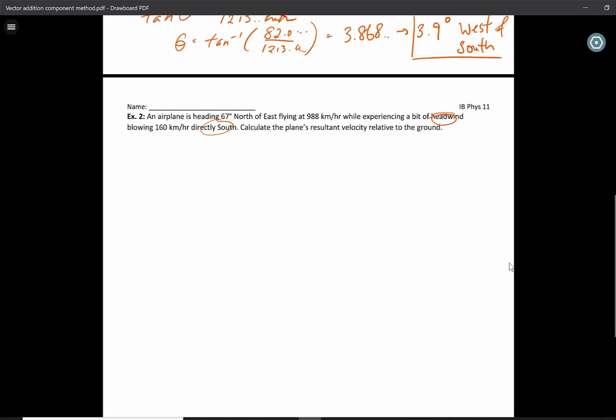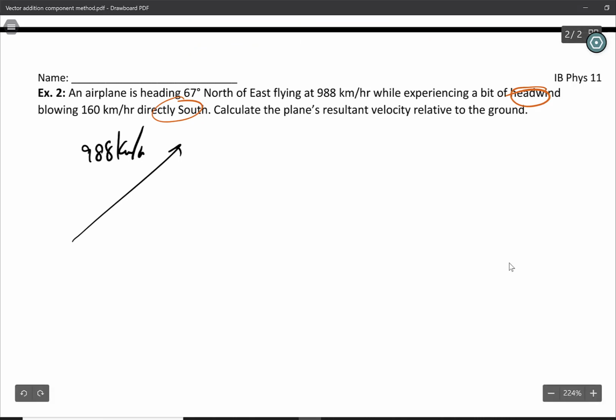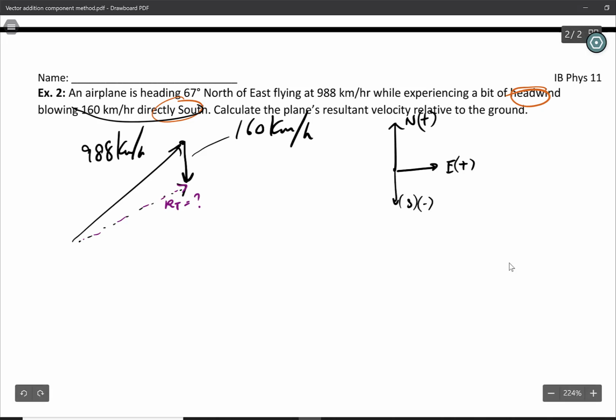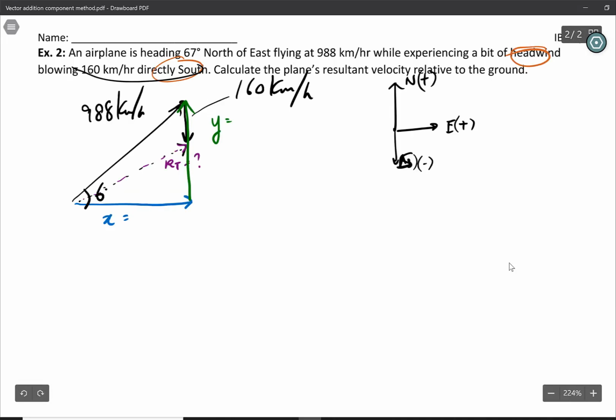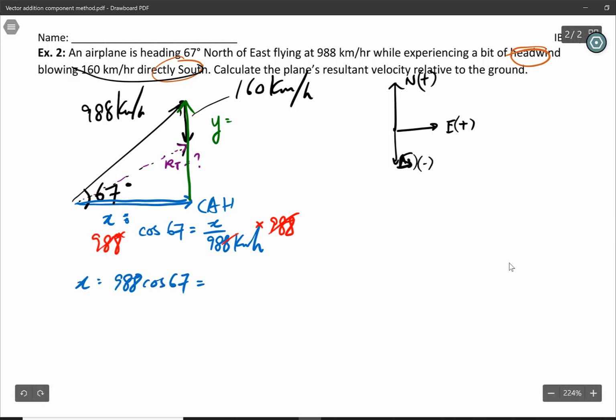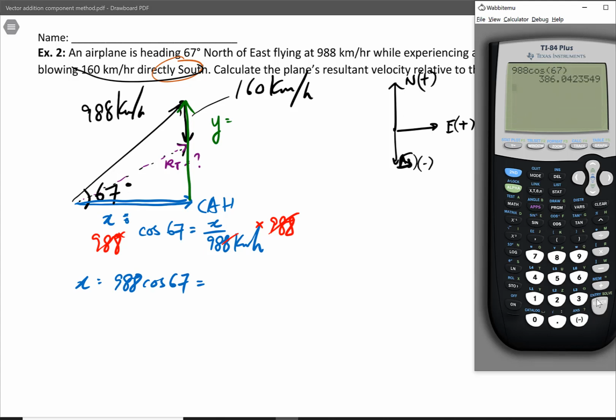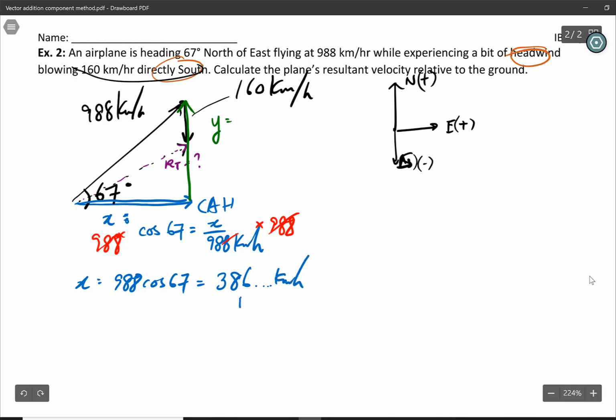Good luck. So we got our plane going north of east at that angle, we add the wind, tip to tail, it's going south, and the resultant velocity is such. Labeling our directions: north positive, east positive, and south, in the opposite direction, negative. Breaking our plane down into x and y components at 67 degrees north of east. So that's the adjacent side, so we're using cosine to find the adjacent side, which is the x component. And that's going to give us 386, and I just saved it on my calculator for all the digits. No rounding until the last step.